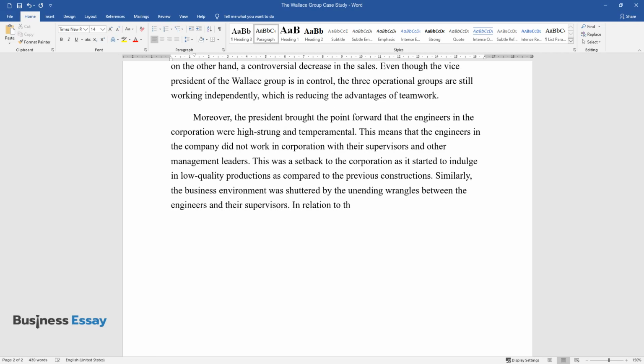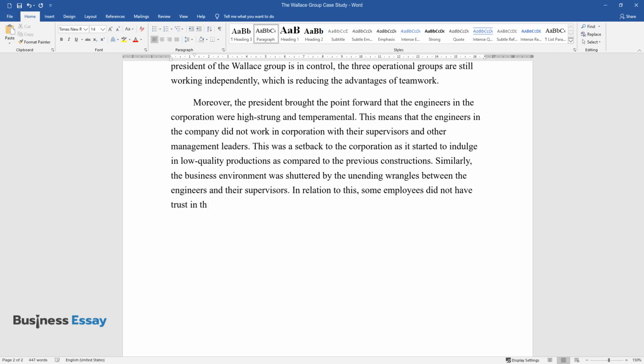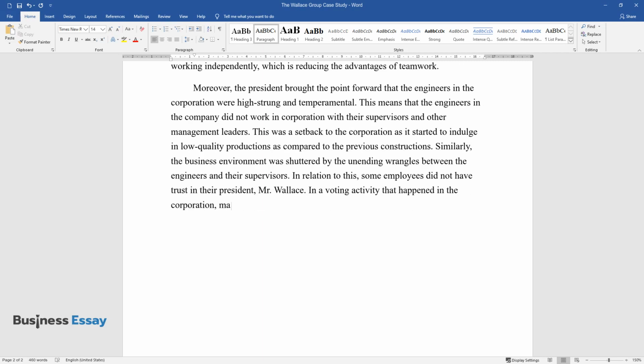In relation to this, some employees did not have trust in their president, Mr. Wallace. In a voting activity that happened in the corporation, many employees voted against him, citing bad governance.